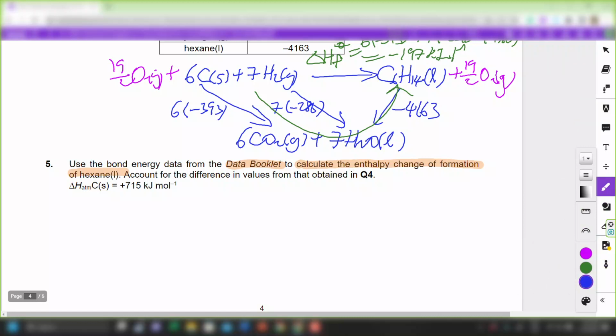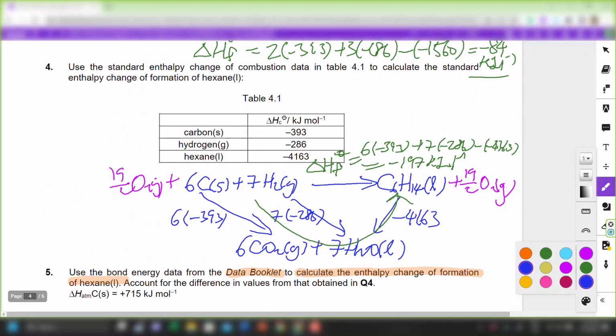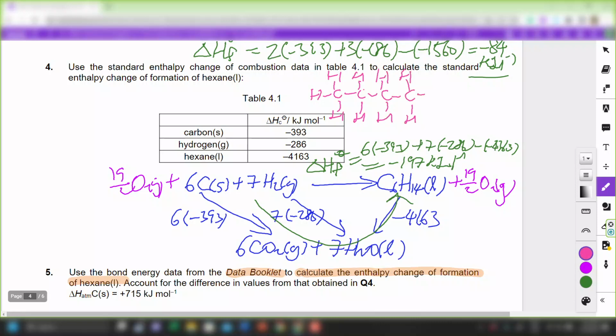Okay, so I'm going to flip over my data booklet, but before I do that, I need to be able to draw out hexane. So hexane actually looks like this. It's a straight chain hydrocarbon. So the end is a CH3, and then in the middle there are CH2s. So I'm just going to write out all the CH2s. Okay, H, and then H, H, and then CH3s.